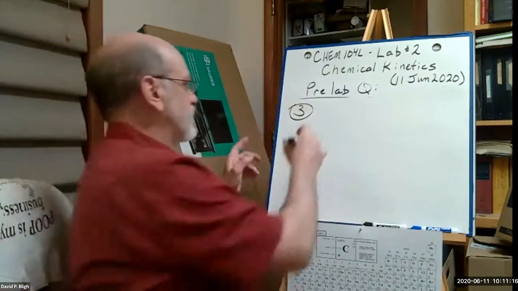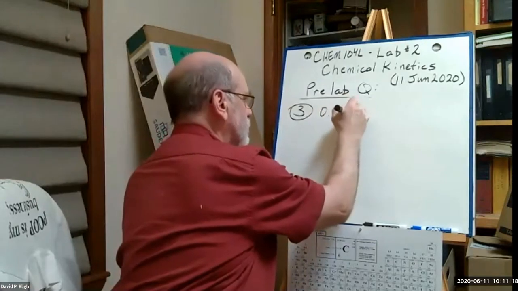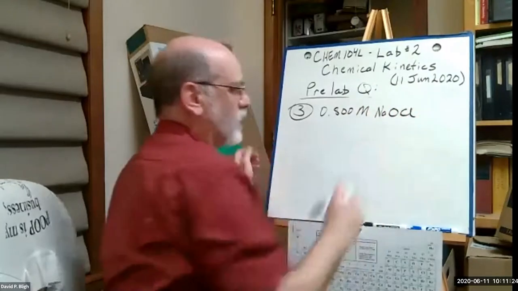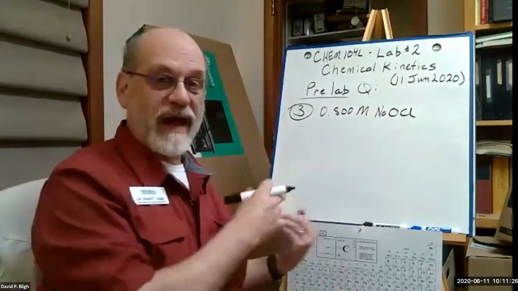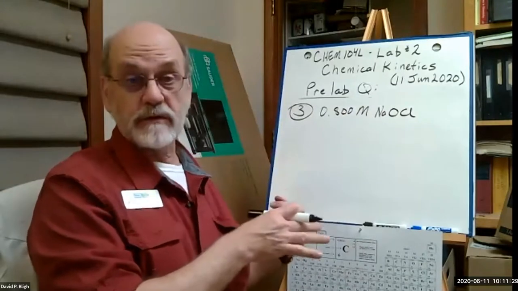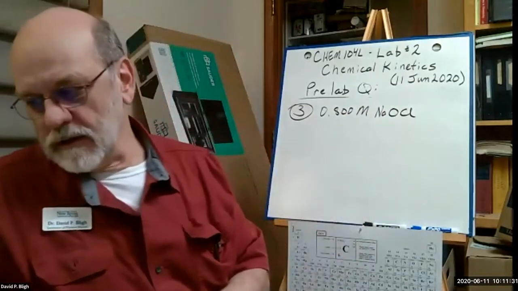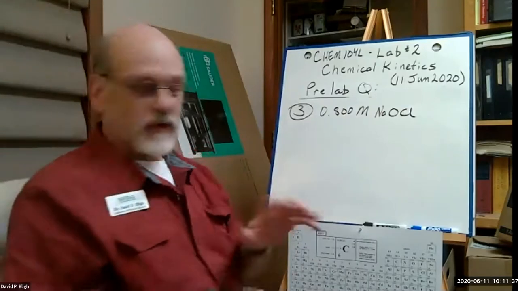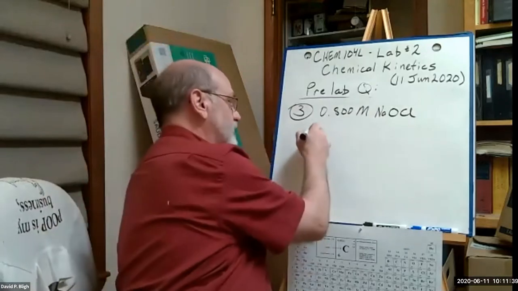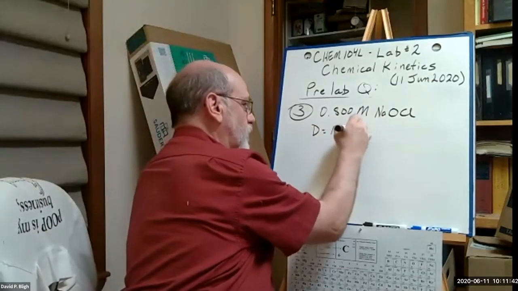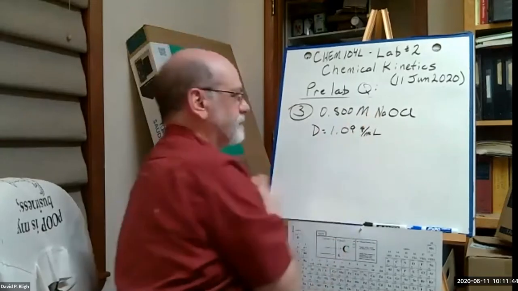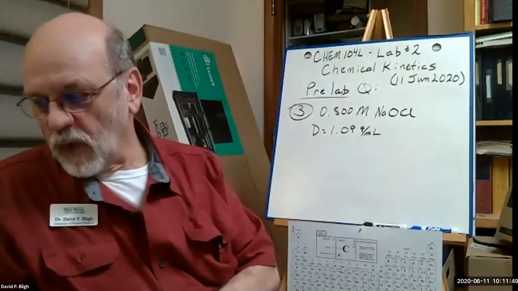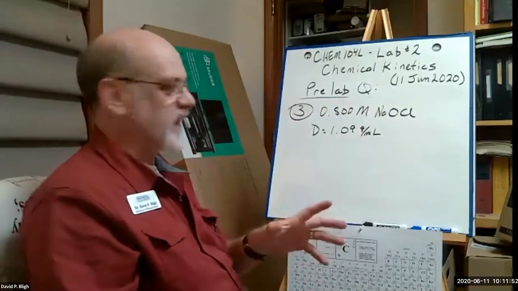That is 0.8 molar sodium hypochlorite. So we're actually starting at the end and working backwards compared to question number one. And we have to assume that the density is equal to 1.09 grams per mL. Okay, so this is our starting point, and what we want is a mass percent at the end.